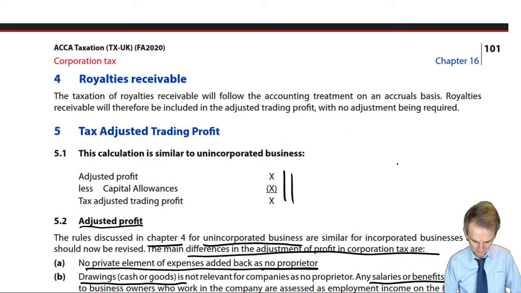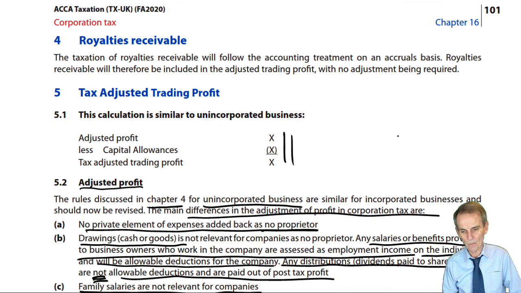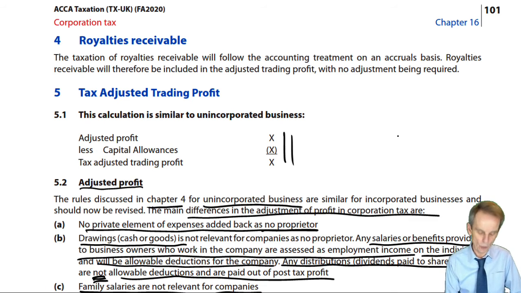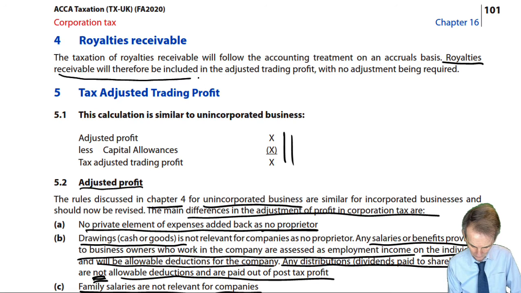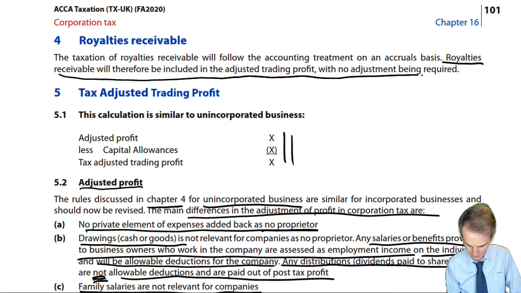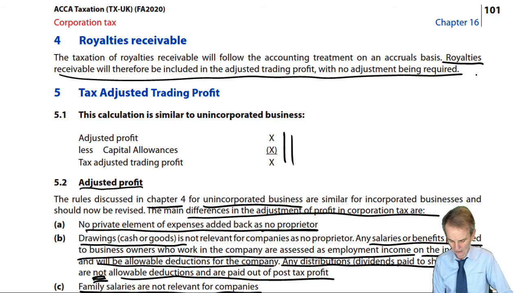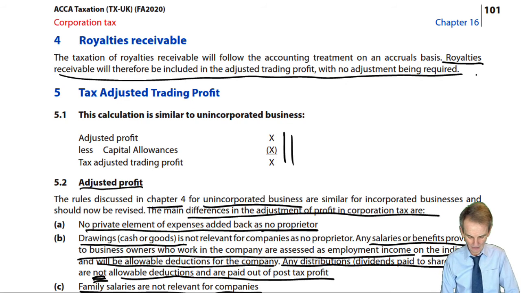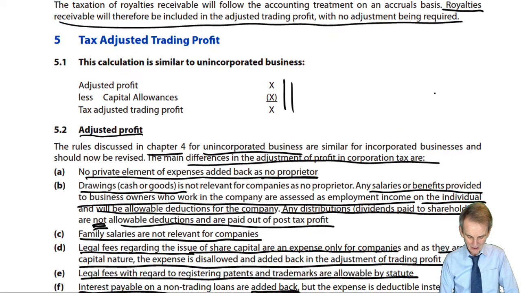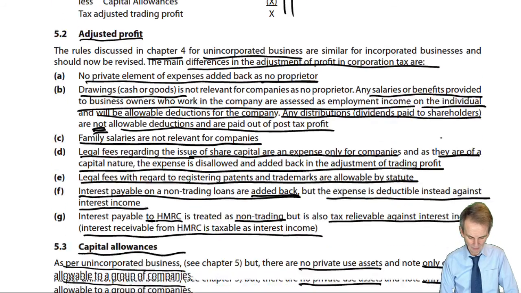Royalties receivable, again, would be viewed that the patent that you own is being held as a trading asset, and therefore royalties receivable will be included within the adjusted trading profit, with no adjustment being required. So we can get our tax adjusted trading profit.